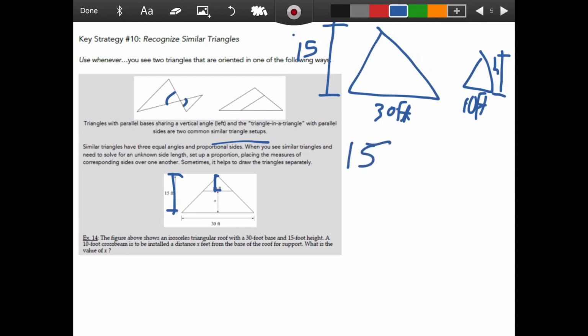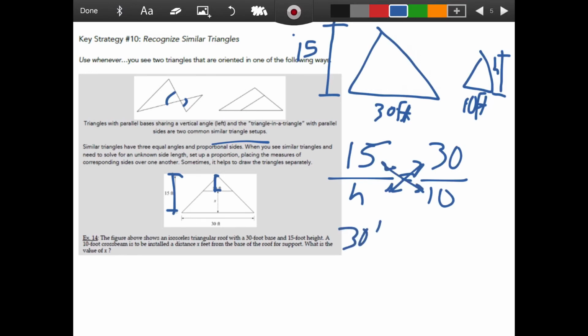Well, the height we'll put on the left side of the proportion. So 15 over h is equal to the big triangles on top. So that's 30 feet over 10. Quickly, if you want to cross multiply, we get 30h equals 150. Divide by 30. H equals 5. But remember, we don't want to know the height of the small triangle.